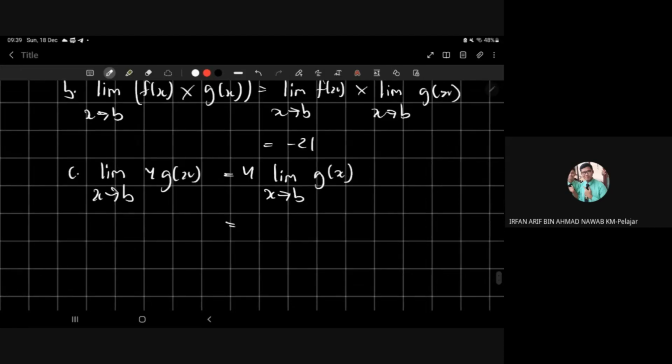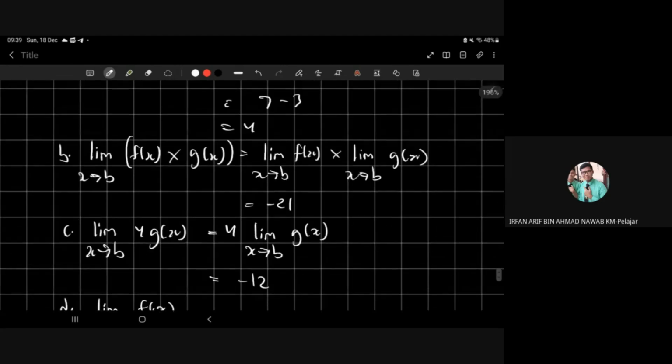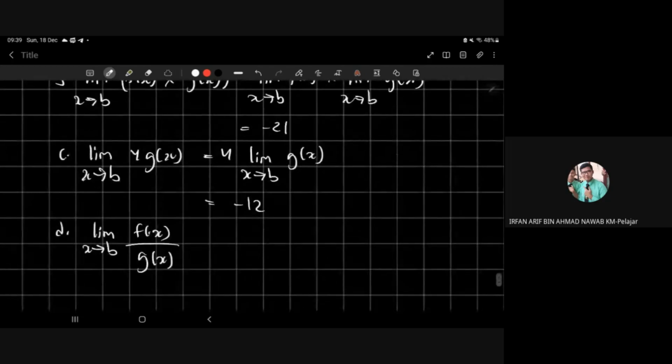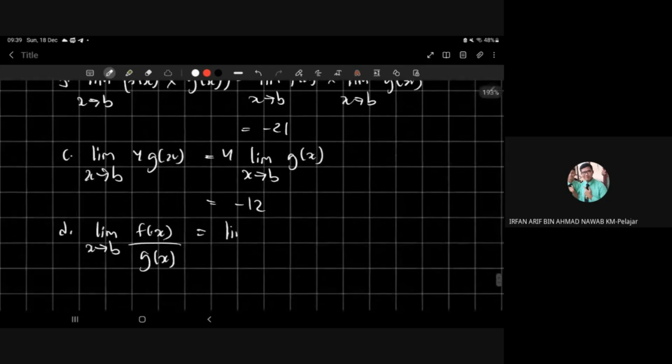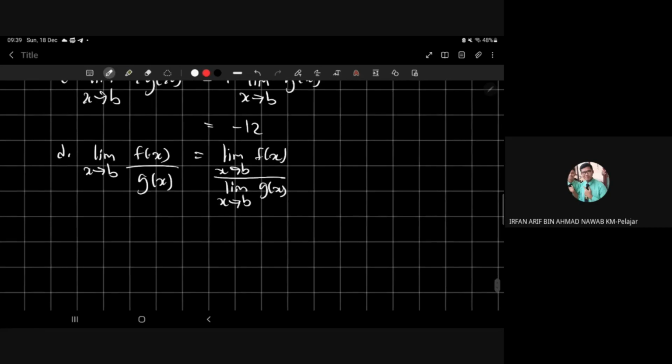so negative 12. And then the final one is if you divide both functions, limit as x approaches b of f of x divided by g of x. Based on the laws given, we know that it is limit as x approaches b of f of x divided by limit as x approaches b of g of x. Then from here, you could solve it as usual, negative 7 over 3. Hopefully there are no issues regarding it.